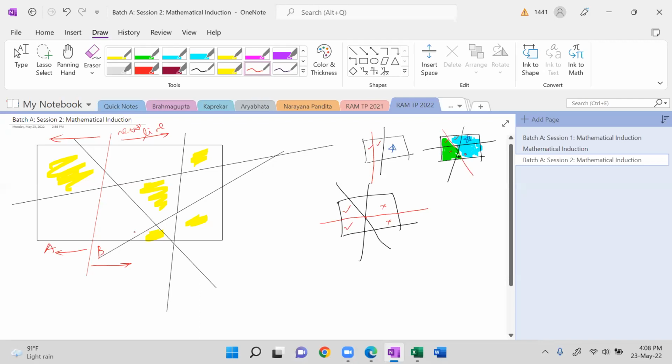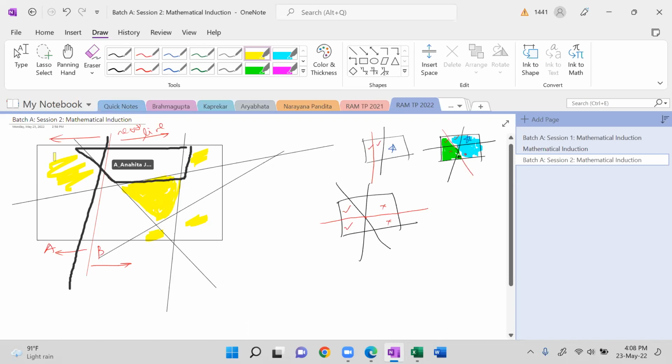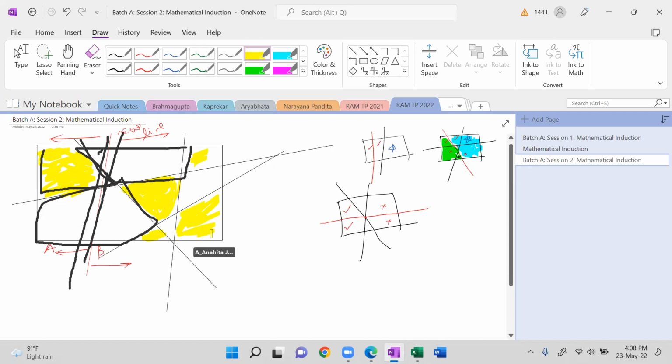Now what do we do, Anahita? Yes, so we can now see that, as you have drawn this line, this part has been divided into two parts. Then this is being divided into two parts. This is being divided into two parts. And if we see as a whole, the whole rectangle is divided, as you said, into A and B parts. Yes. So that's what I was saying.